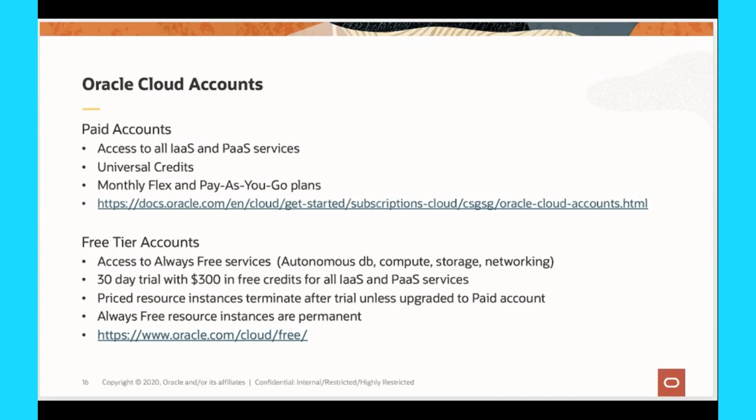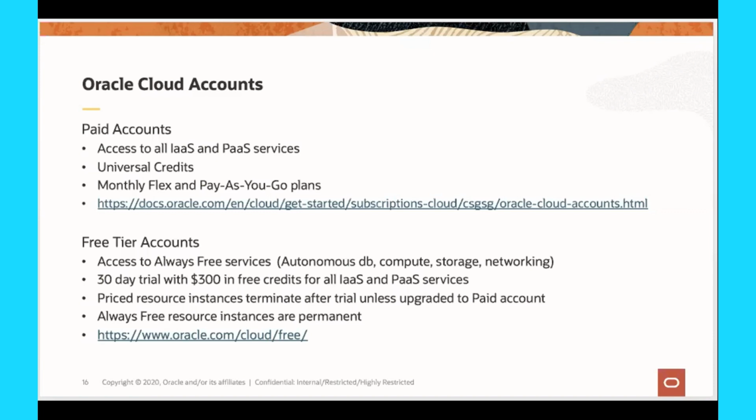When you have a paid account, you have access to all the infrastructure and platform services in the Oracle Cloud. You pay for them using universal credits that you acquire either through a monthly subscription or pay-as-you-go. I have a link here that points to all the details. Now, a free tier account, which is the subject of today: you always and perpetually have access to free tier services, which are essentially autonomous database, compute, storage, and networking.